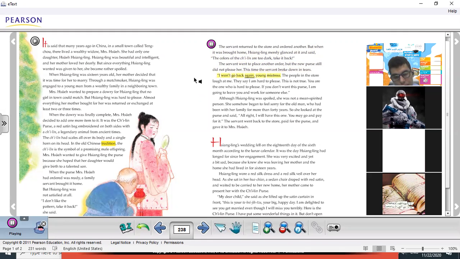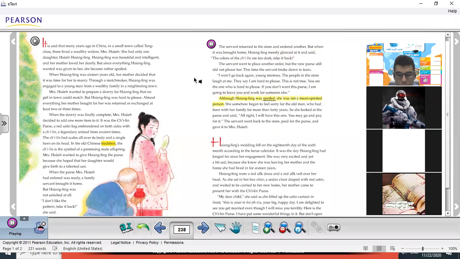"I won't go back again, young mistress. The people in the stores laugh at me. They say I am hard to please. This is not true. You are the one who is hard to please. If you don't want this purse, I am going to leave you and work for someone else."